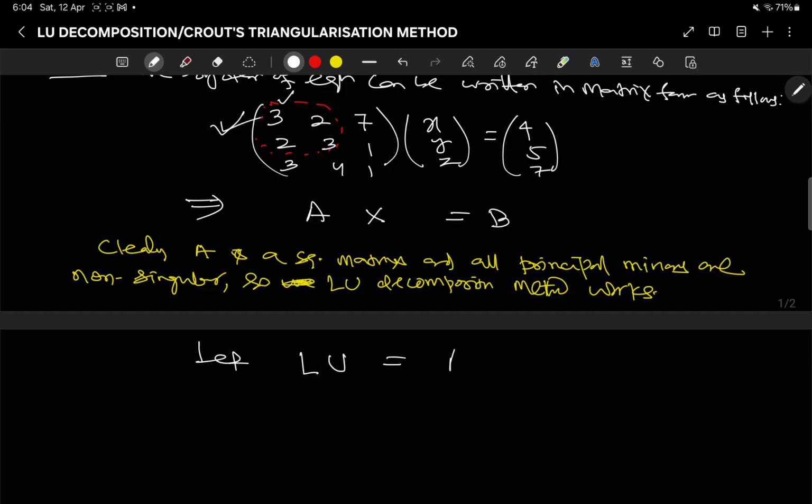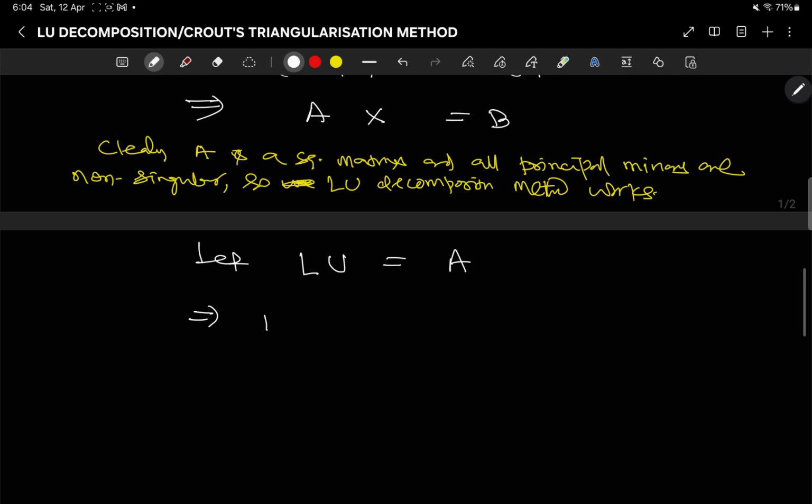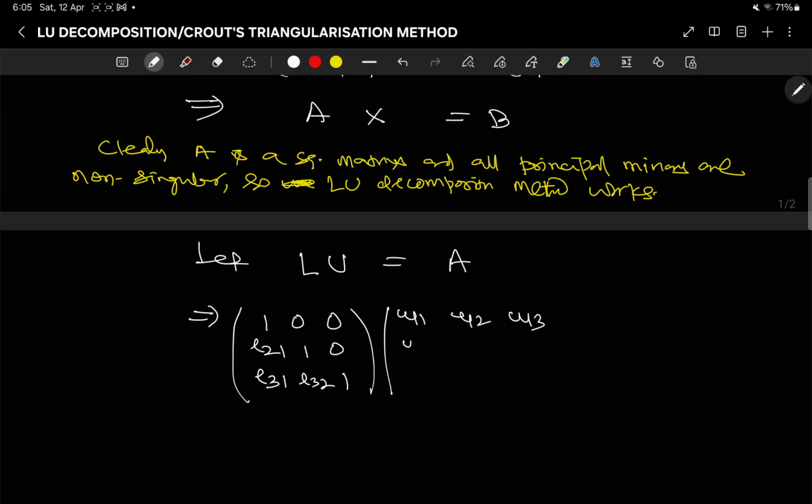Let L into U be equal to A. So I write L as 1 0 0, L21 1 0, L31 L32 1, where the diagonal should be 1. This into U is U11 U12 U13, then 0 U22 U23, and 0 0 U33. You see this is a lower triangular matrix and this is an upper triangular matrix. We may write the diagonal element 1 in either one of these two.